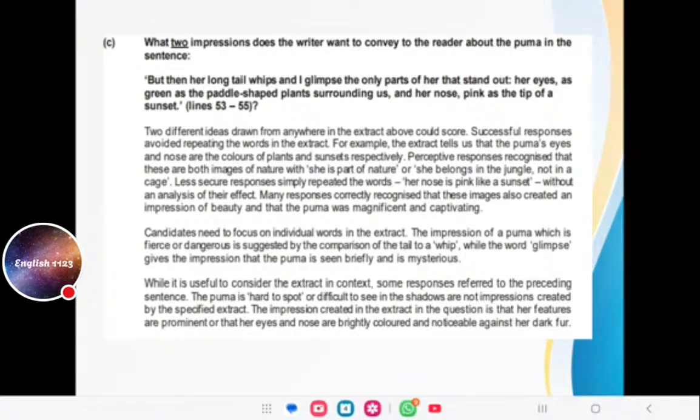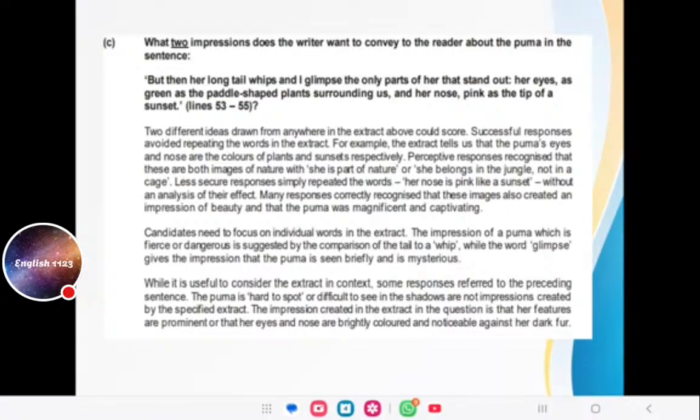While it is useful to consider the extract in context, some responses refer to the preceding sentence. The puma is hard to spot, or preceding, that means it is not written in the text here but it is written in the previous part of the text that is not mentioned here. So you can go to that to understand this line completely. The puma is hard to spot or difficult to see in the shadows are not impressions created by the specified extract. So some students, what did they do?